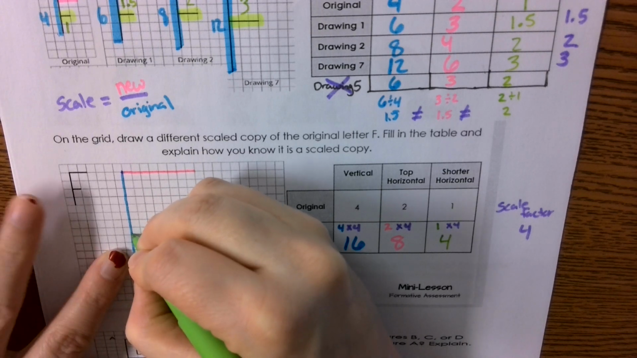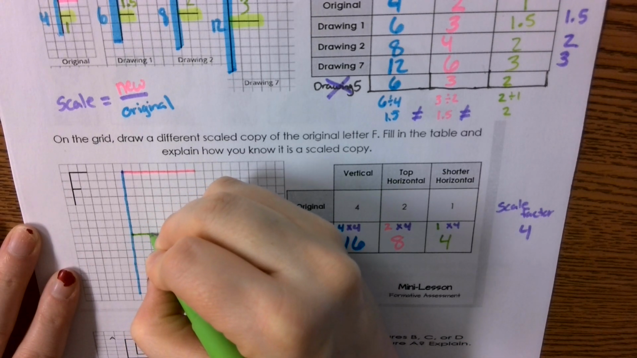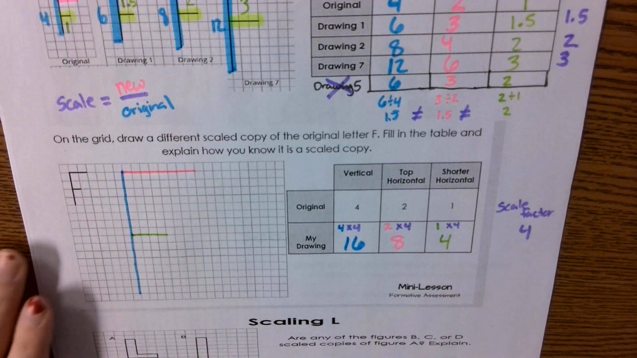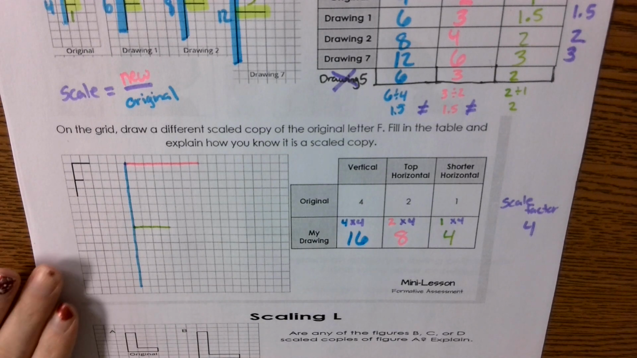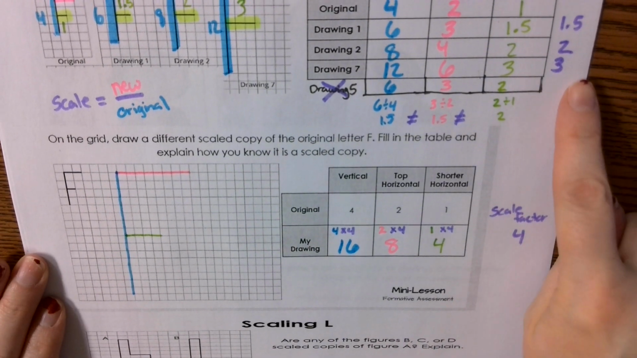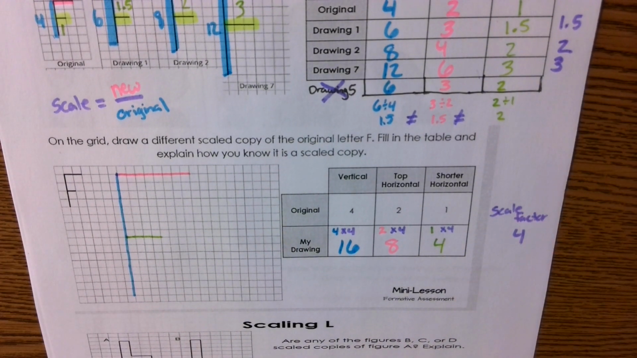And then I'm going to draw my 4 units over. 1, 2, 3, 4. Okay, there's my new scaled drawing for F by going 4 times bigger. Now, notice that every time we multiply, it gets bigger, but sometimes when we multiply, it gets smaller. If your scale factor is less than 1, then it's going to shrink your item down.